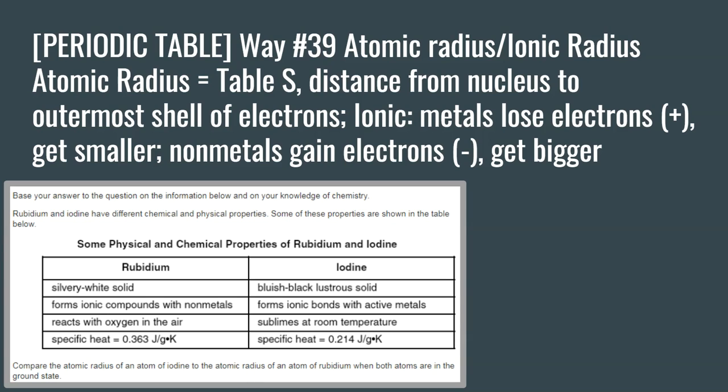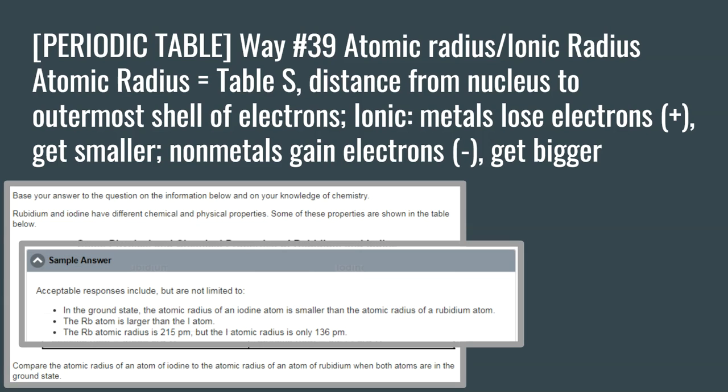So looking up the values for atomic radius for iodine and rubidium should reveal that the atomic radius of iodine is smaller than the atomic radius of rubidium. Another possible answer you could say is the rubidium atom is larger than the iodine atom, or the rubidium's atomic radius, if you look it up, has a value of 215 picometers versus iodine, which only has 136. Any of these answers is correct.